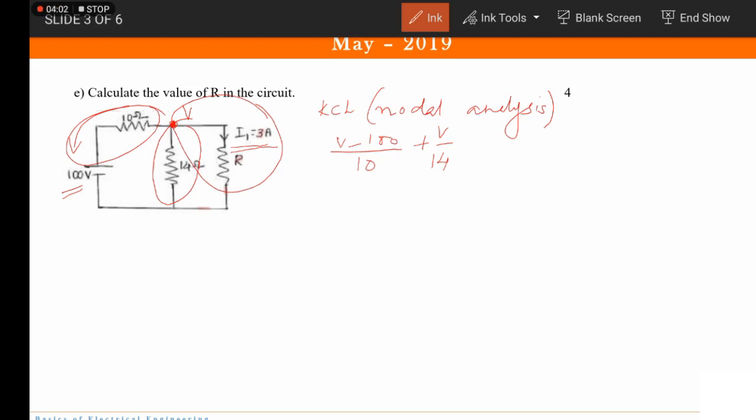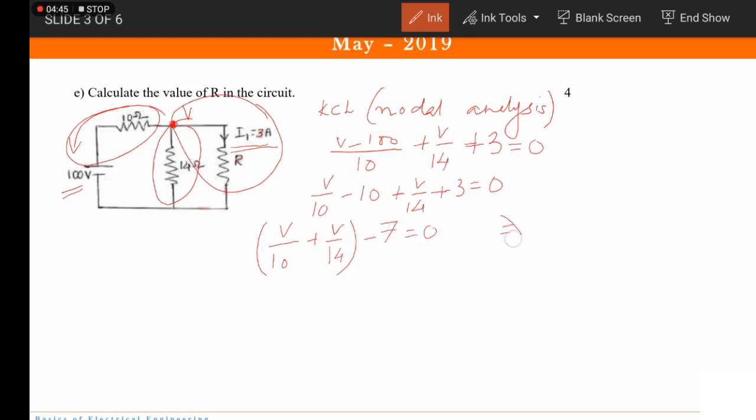Correct? Because nodal analysis is what? We apply KCL only. So if the current is directly given, then we will write the value of the current directly. Now KCL says that this sum is 0, so we will write 0 here. Now let us solve this. So this becomes (V minus 100) by 10 plus V by 14 plus 3 equal to 0. So it becomes V by 10 plus V by 14, now minus 10 plus 3 becomes minus 7, equal to 0.